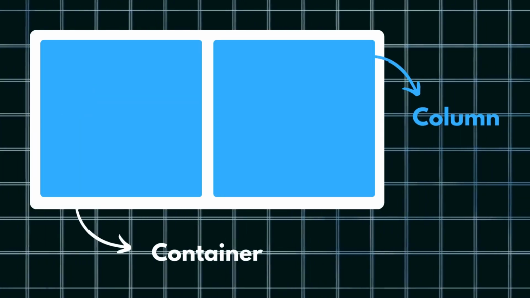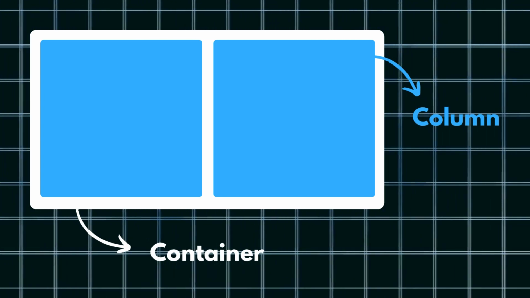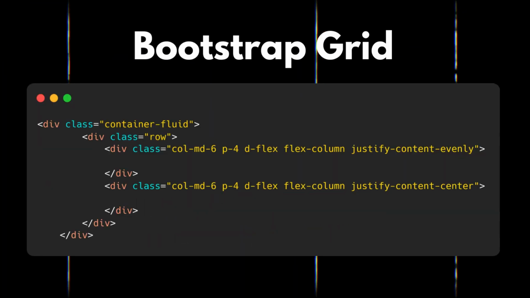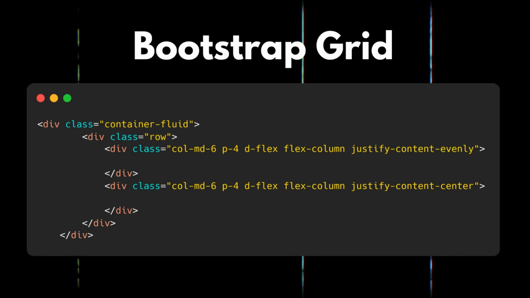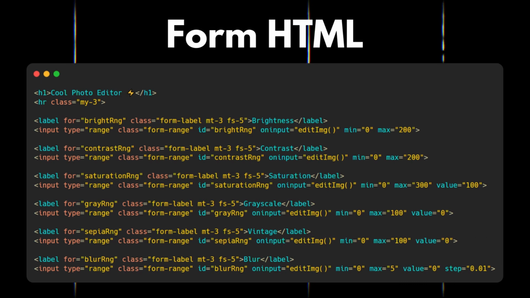Our gridding is simple. The page will be divided into two columns and both of them will be put in a container. And we will use the Bootstrap grid for that, whose code is as follows. Now getting into the core of the project, we will design the editing panel.